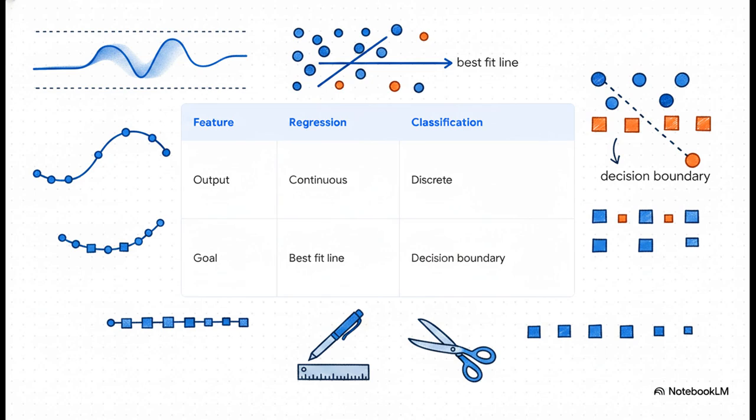Regression algorithms use continuous data to map inputs to a continuous output variable. And visually, they're trying to find a best fit line right through the middle of the data. Classification algorithms, however, use discrete data to map inputs to a discrete output, and they are trying to find a decision boundary that divides the data set into distinct classes. So it's a line versus a boundary, continuous versus discrete.